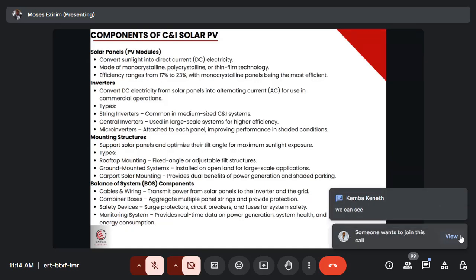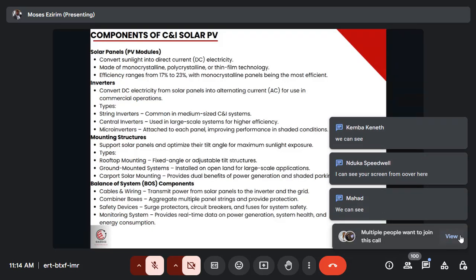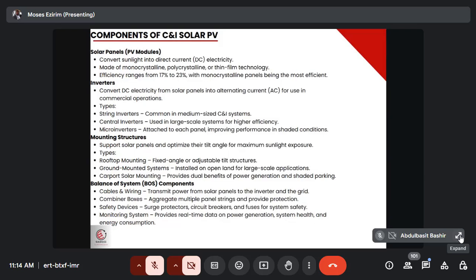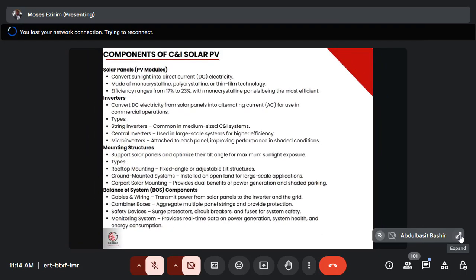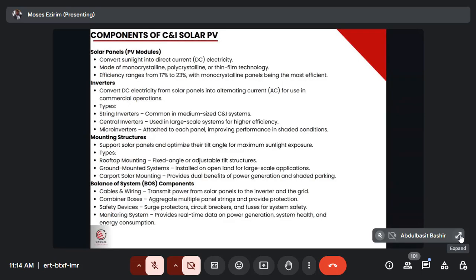All right, so what your solar panel is generating is DC. All right, so assuming what... different types of inverter. We have string inverter, we have centralized inverter, we have micro inverter.